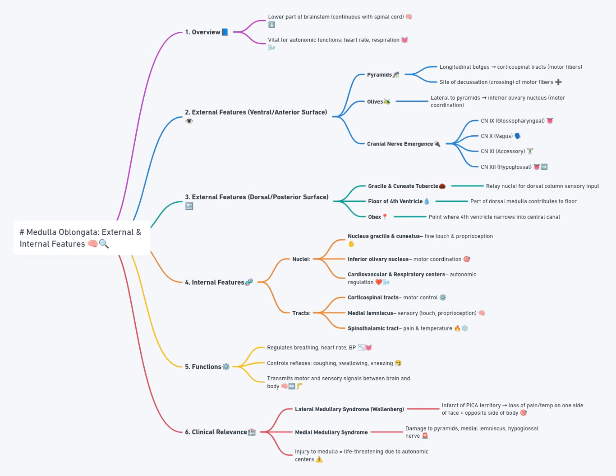Blood supply comes primarily from branches of the vertebral and posterior inferior cerebellar arteries. Lesions in distinct vascular territories produce characteristic syndromes: Wallenberg's lateral medullary syndrome from PICA infarct, and medial medullary syndrome from vertebral or anterior spinal artery infarct.